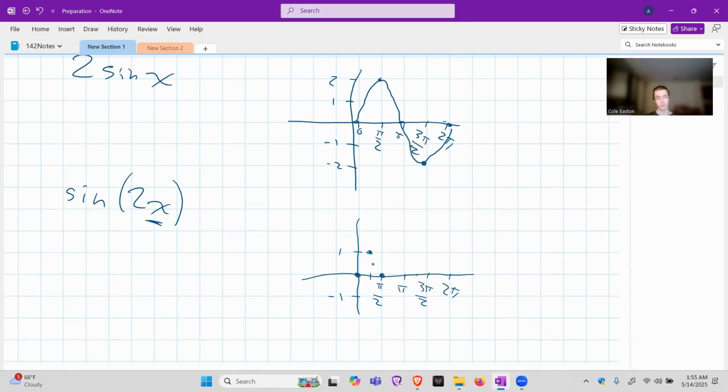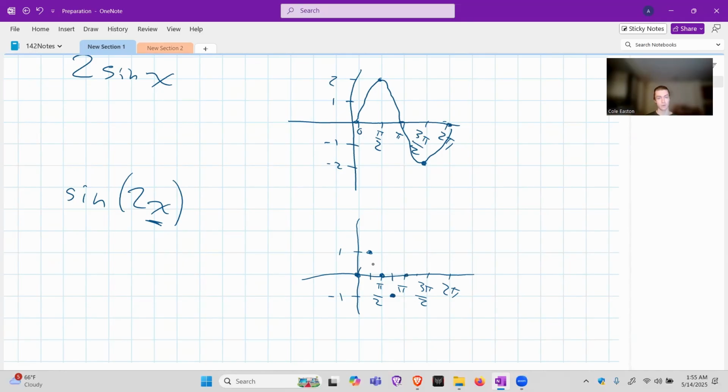So x is 3 pi over 4. 2 times 3 pi over 4 is 3 pi over 2, and sine of 3 pi over 2 is negative 1. So I'm going to plug my negative 1 down here. And then x is pi, so sine of 2 times pi, sine of 2 pi, is 0.